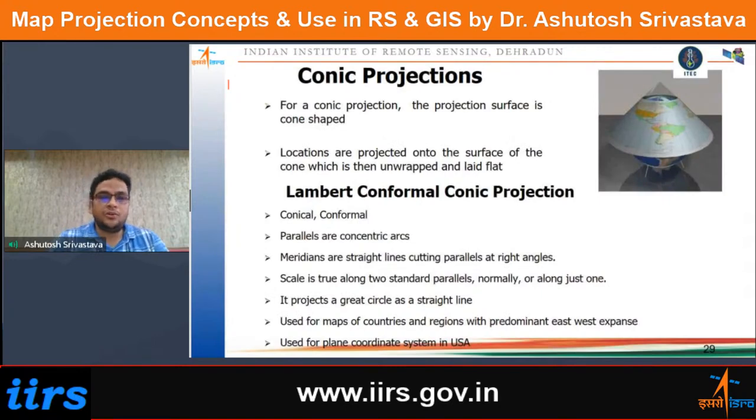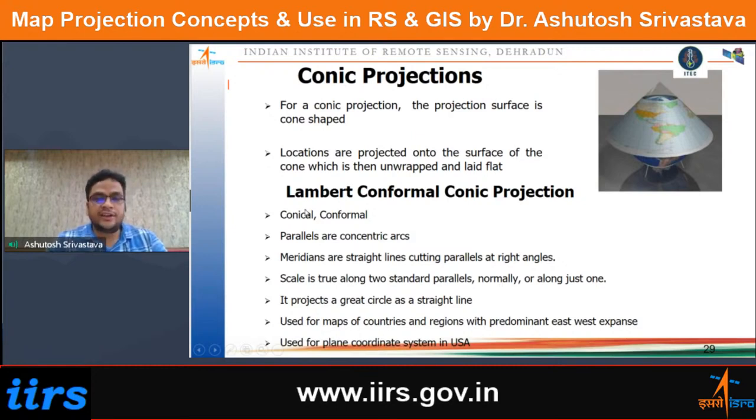So similarly, we have a conic projection. For a conic projection, the projection surface is cone shaped. Instead of a cylinder, you can take a cone. Locations are projected onto the surface of the cone, which is then unwrapped and laid flat.